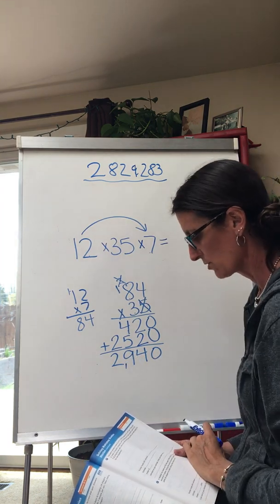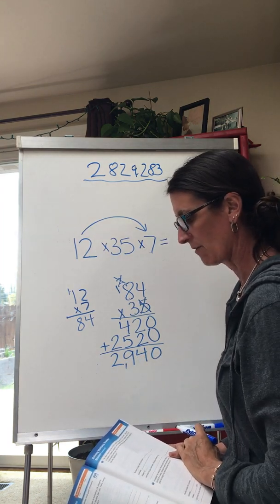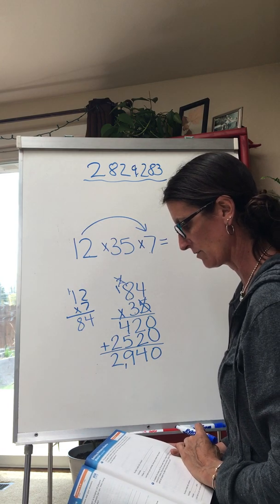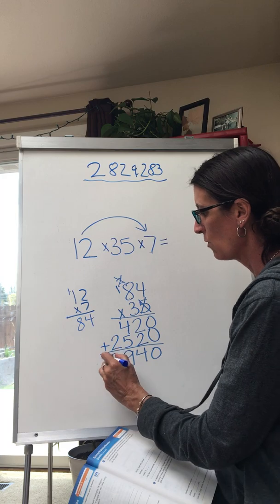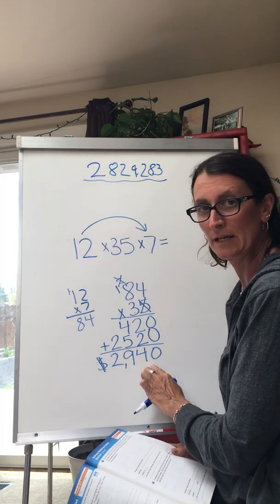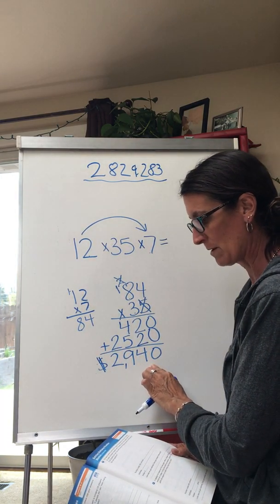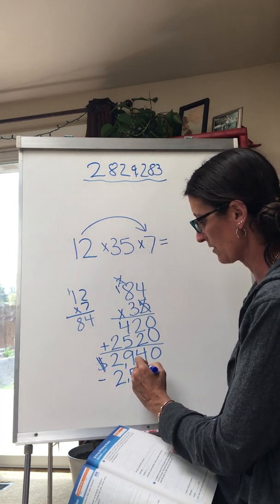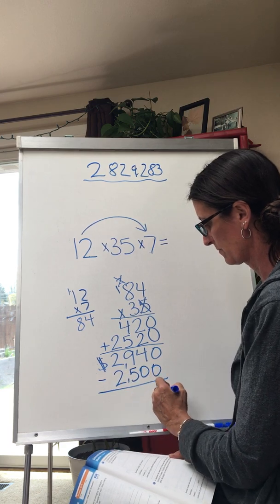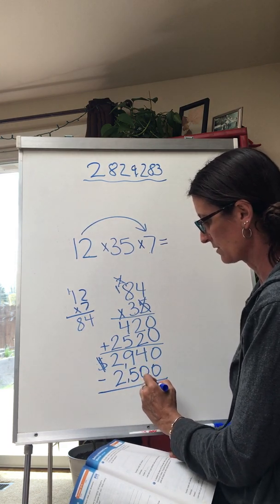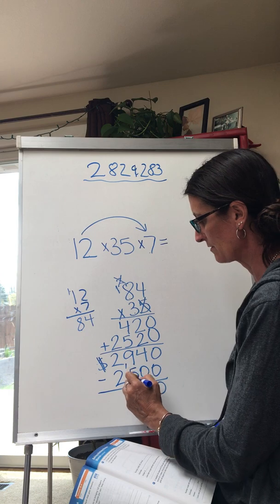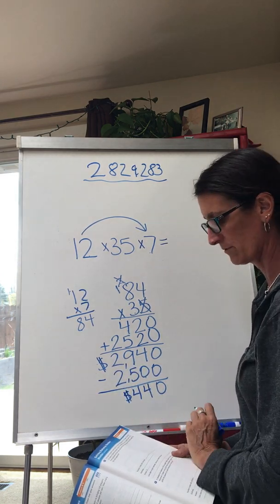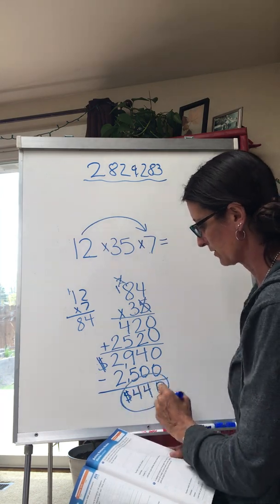Okay, so it says if all the programs are sold, how much money will the teams have left over after paying for the new equipment? Well, they just raised this much money. And if the new equipment costs $2,500, we got to subtract that because now they're going to have to pay for that. 4 minus 0 is 4. 9 minus 5 is 4. And nothing there, so they will have $440 left over. Okay?